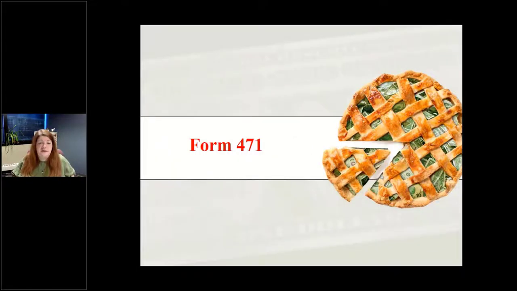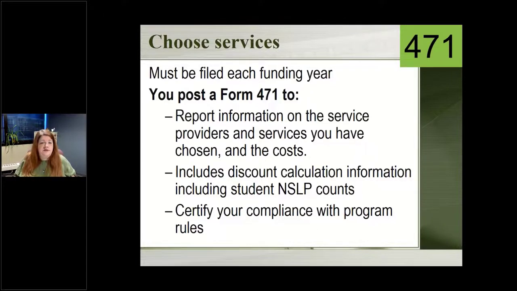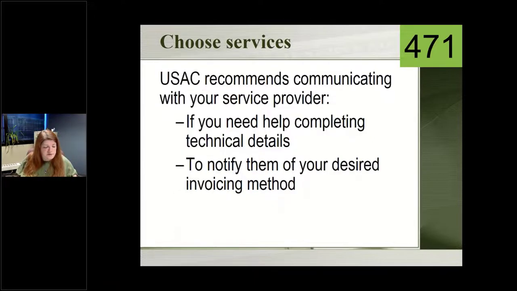So the second form of the E-rate process is the Form 471. And you must do this one. This one you do have to do every single year. You use this form to tell USAC which company you've picked and what services you're going to get from them and how much it's going to cost. Your discount calculation is included on this form, and you certify that you followed all the rules.